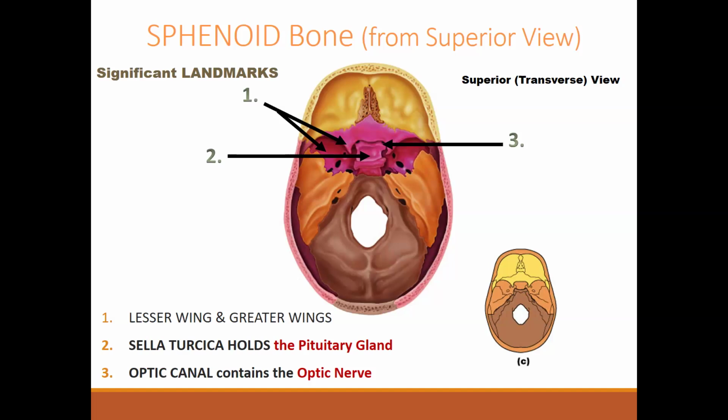Okay, the other one, the number 1, the lesser and greater wings. I'll show them to you. They're there, of course. The lesser wing is a little cliff of bone on top. The greater is the bigger, wider part here on the bottom. There's no relative significance here for function. They do have some other holes in them, but that's just really a structural feature that doesn't have as much relevance as these other 2 down here. So I'm more interested in these 2, sella turcica and optic canal.